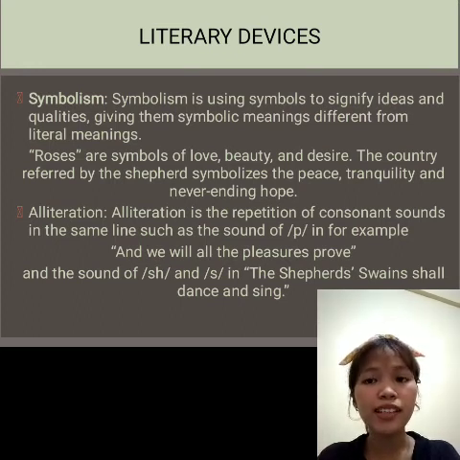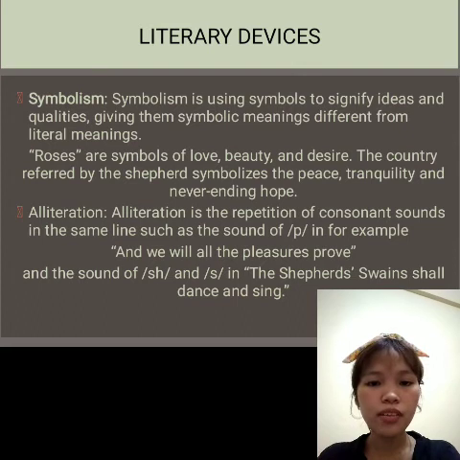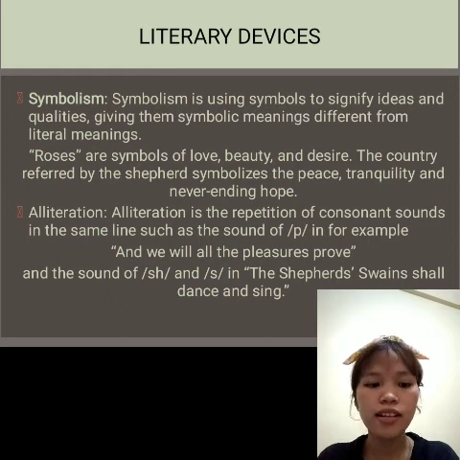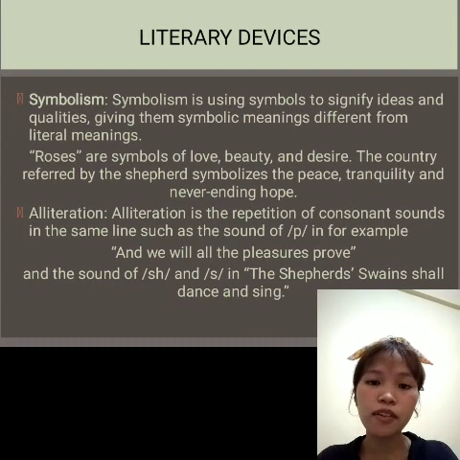So the next literary device is alliteration. Alliteration is defined as the repetition of consonant sounds. This is the opposite of assonance: assonance is the vowel sounds, while alliteration is the consonant sounds. The example in the poem is from the first stanza. It says, "And we will all the pleasures prove," and with the sounds of sh and s, "The shepherd's swains shall dance and sing." The repetition of the sounds sh and s is the alliteration found in this stanza.